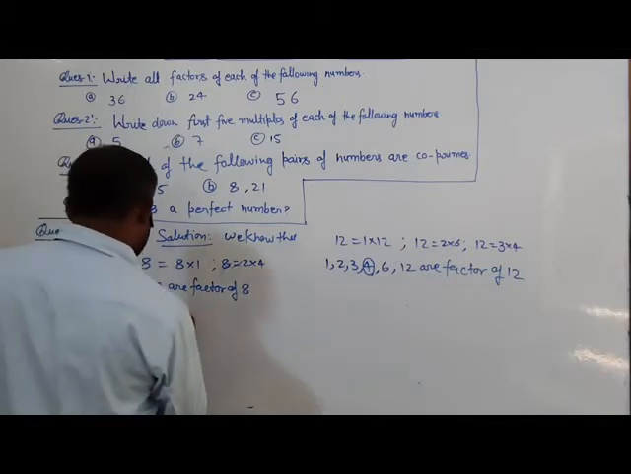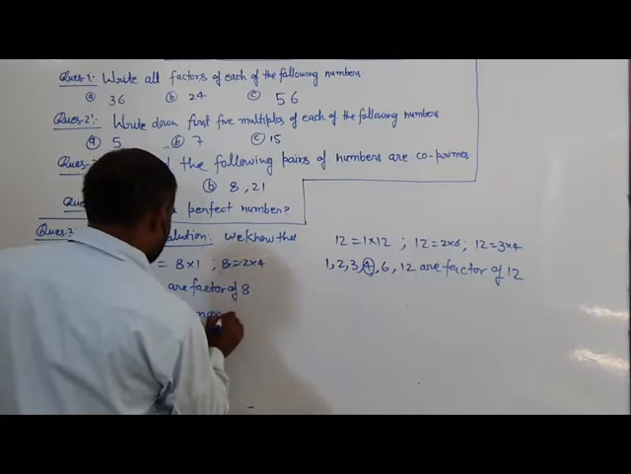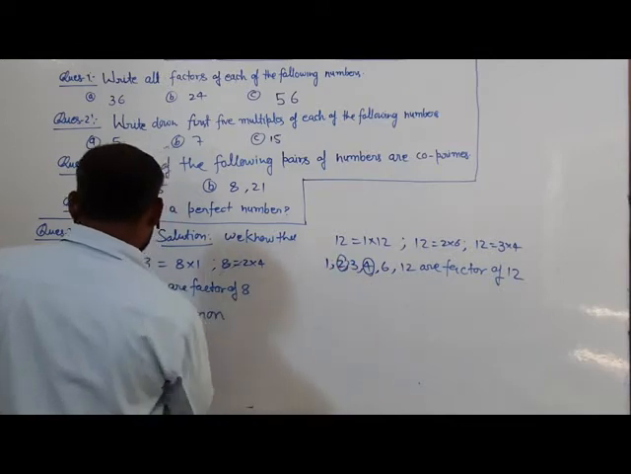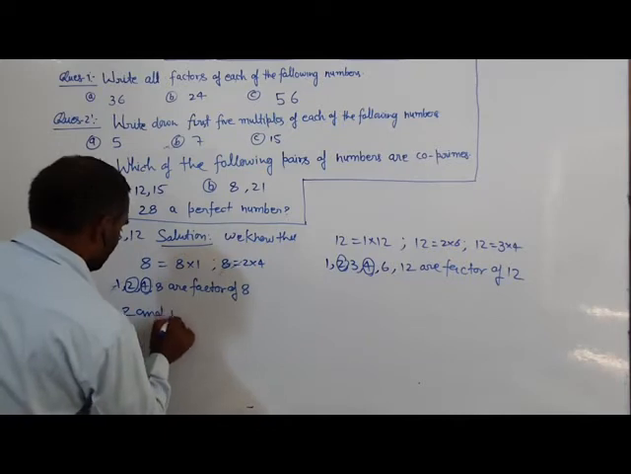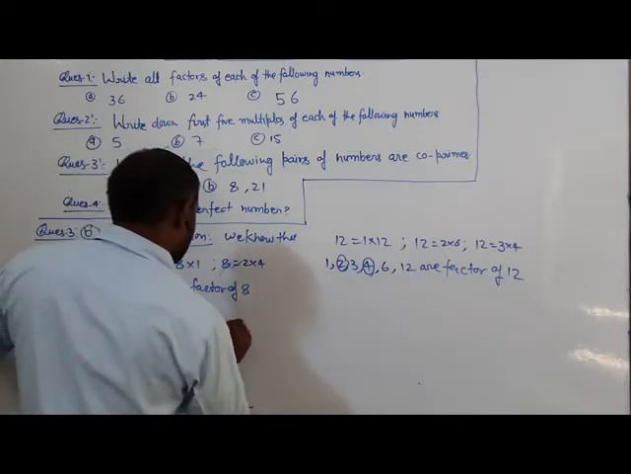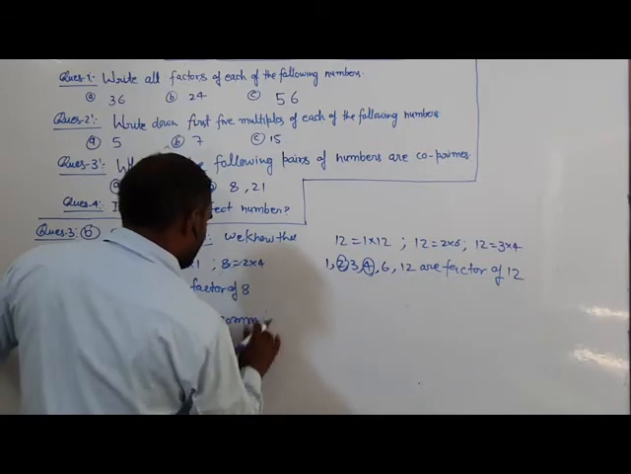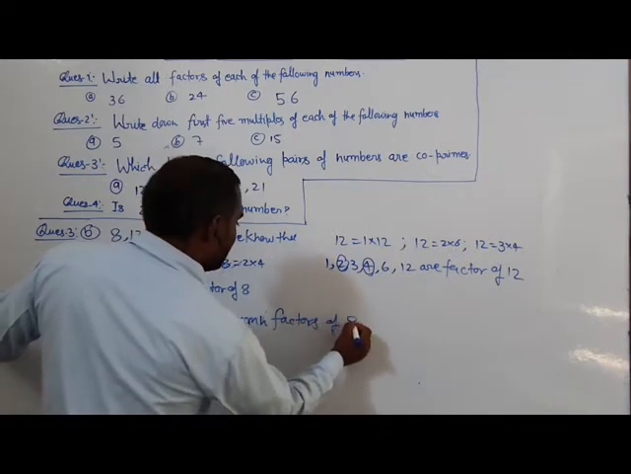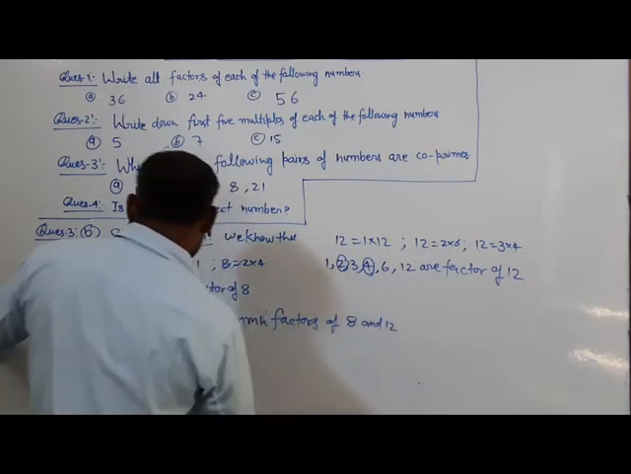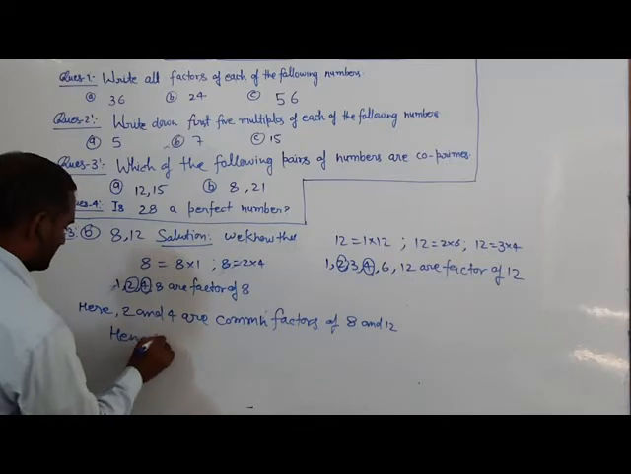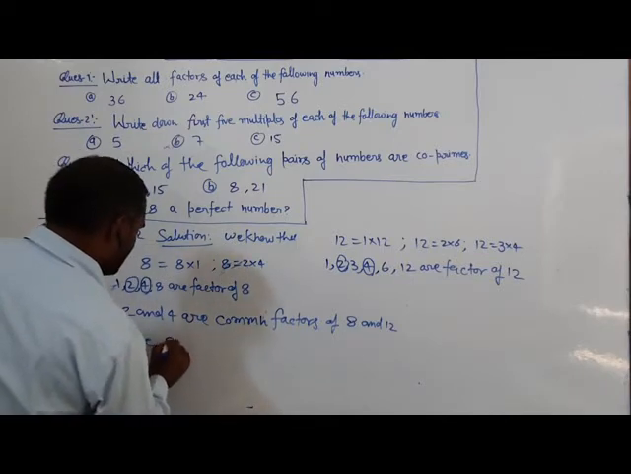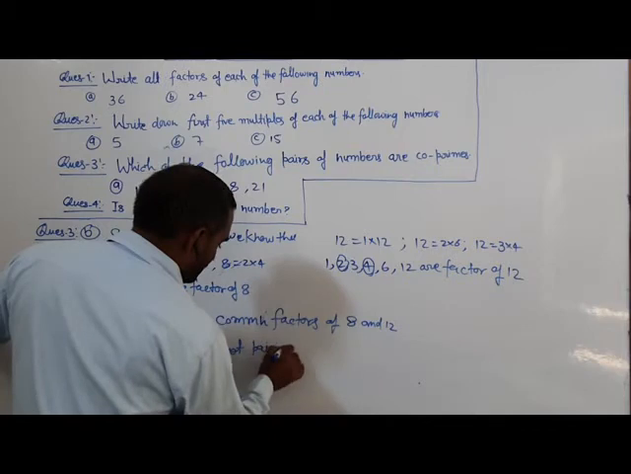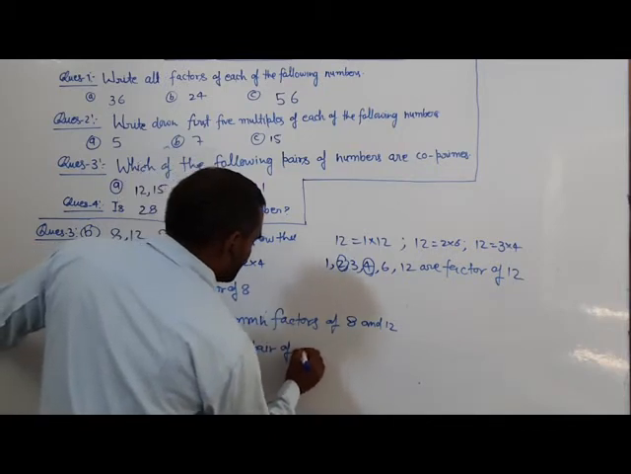Here 4 is common for 2 and 4. Here 2 and 4 are common factors of 8 and 12. Hence 8, 12 is not pair of co-primes.